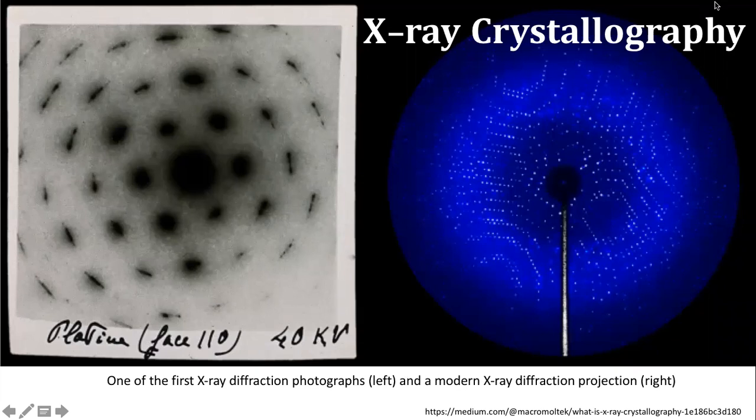So what you're seeing right here on the screen is X-ray diffraction patterns. The left hand side is one of the early X-ray diffraction patterns which was taken, and on the right hand side you're seeing a modern X-ray diffraction projection. What you're seeing here is dark spots on a white background, or illuminated spots on a background. So what do these spots tell us? What information can we deduce or infer from these spots? That is what we are going to look at today.